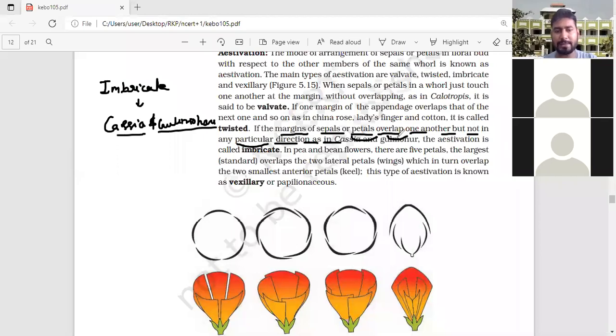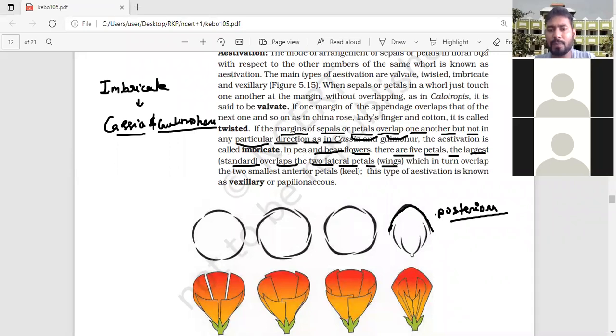Okay, the last one is the vexillary. This is a very important property, and most of the time 4 to 5 questions have been asked on this type of estivation. So look here. In pea and bean flowers, there are 5 petals. The largest, the standard, overlaps the lateral wings. This petal is the largest, the standard, and it is on the posterior side. They have asked once about the direction of these petals. So it is the posterior. Look at the estivation.